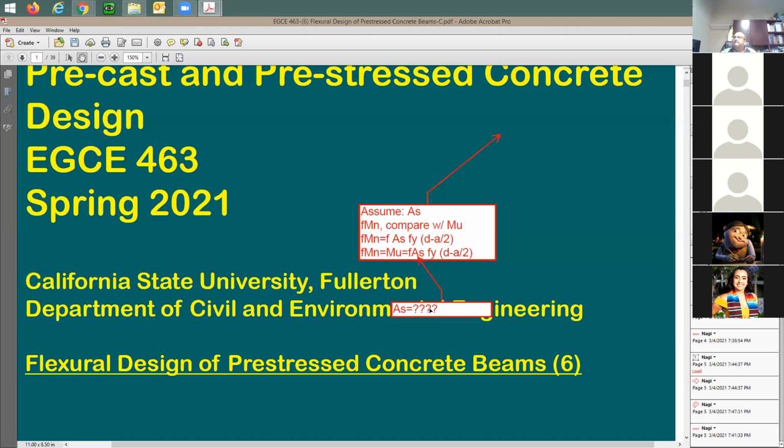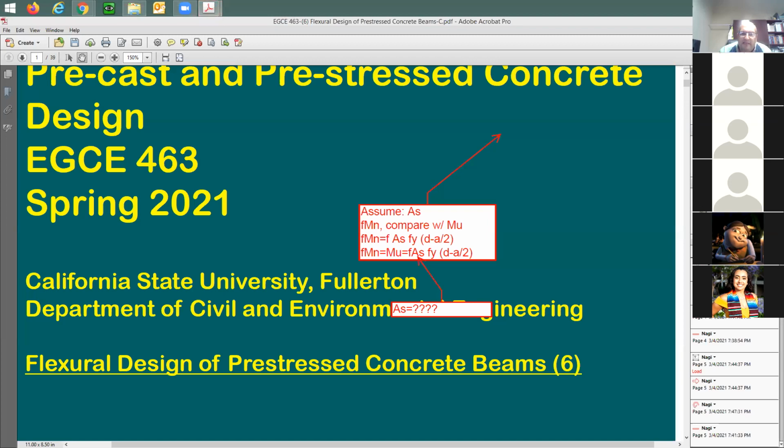Questions? What's the table? Because I'm looking at the PCI handbook right now. What table or what page would I find the table of the different ones to pick? The table is not really from the PCI. There's more than one table for it, but I can share this with you if you like. And you can look it up.